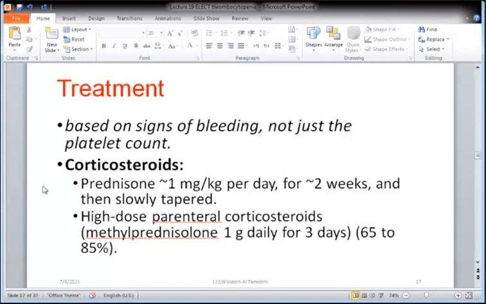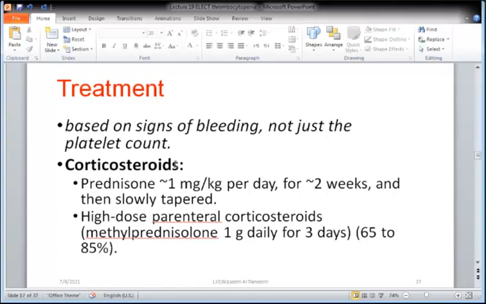The patient may remain without any bleeding while the platelet count stays at 50,000, 60,000, 70,000. That's fine, because there is not much benefit from extensive treatment with a mild increment in the platelet count when the patient is not having any bleeding. Then the goal of treatment should be based on the signs of bleeding and not only the platelet count.